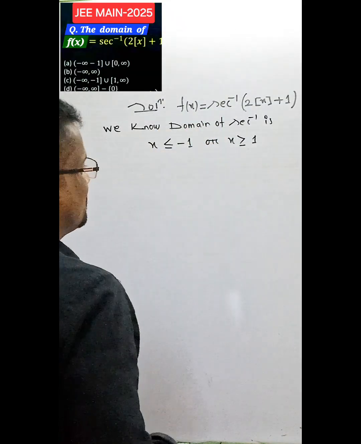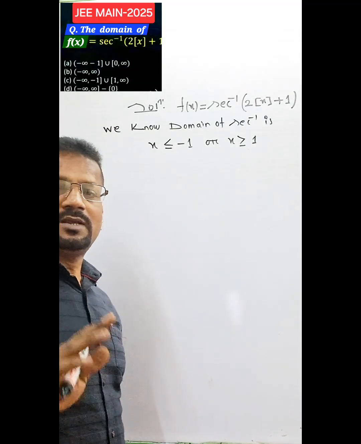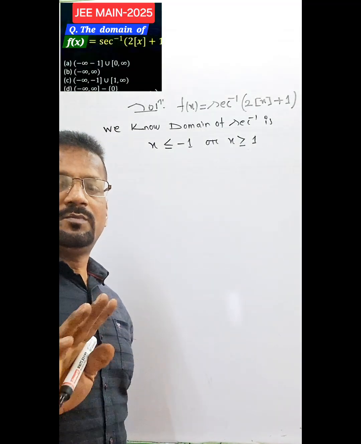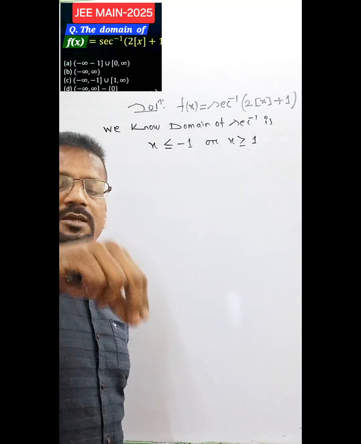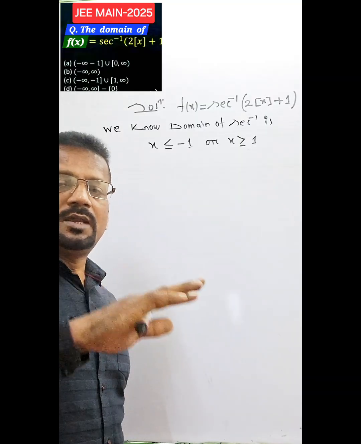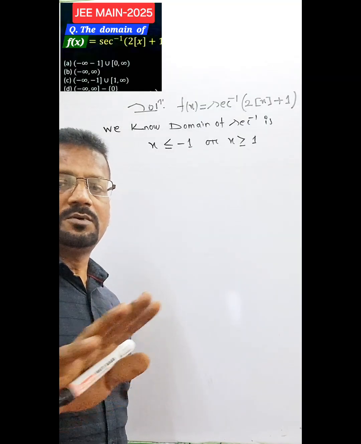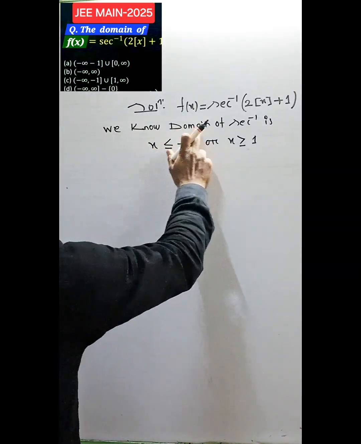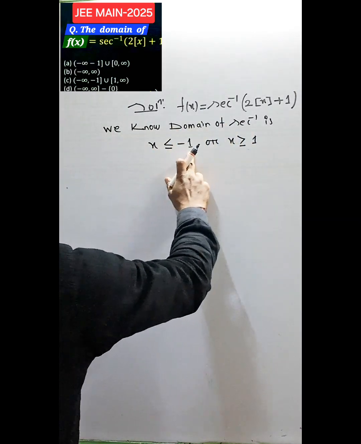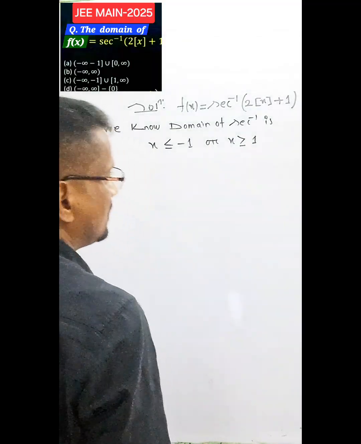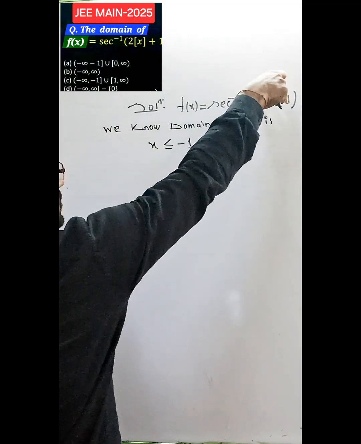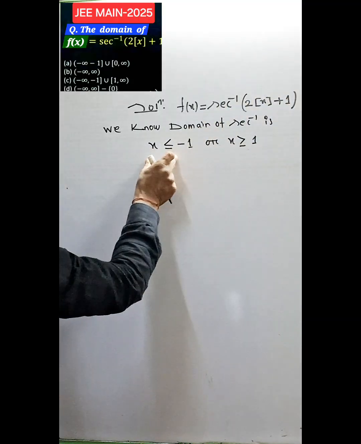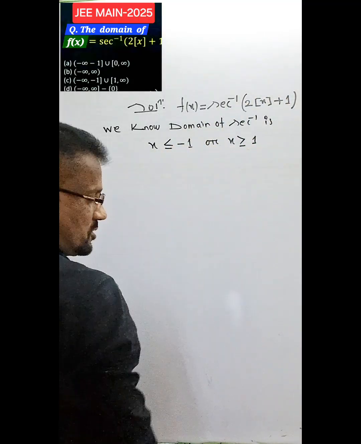For this, we should know the domain of the sec inverse function, that is x less than or equal to negative 1 or x greater than or equal to 1. It means the input in sec inverse, you can give any real value of x except all the numbers between negative 1 and 1. So I have written here the domain of sec inverse is x less than or equal to negative 1 or x greater than or equal to 1. Now see, what's the input given here? This much. So this value is either less than or equal to negative 1 or greater than or equal to positive 1.